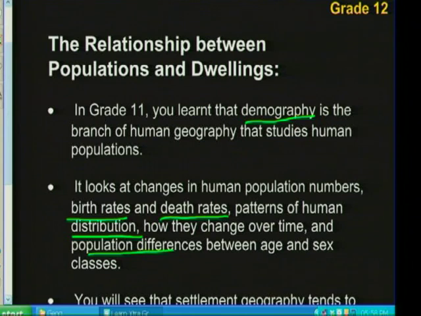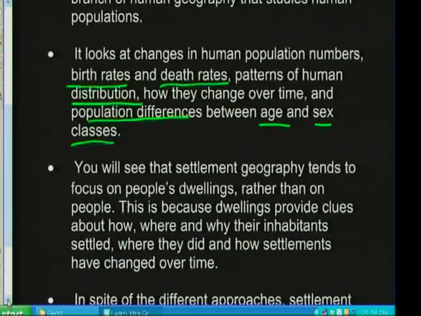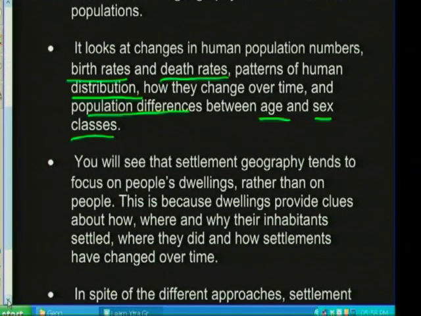Population differences between age and sex classes, whether there are more males or females. You will see that settlement geography tends to focus on people's dwellings rather than on people. This is because dwellings provide clues about how, where, and why their inhabitants settled where they did, and how settlements have changed over time.